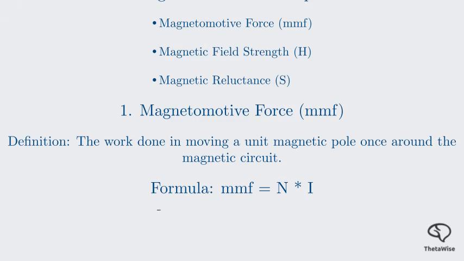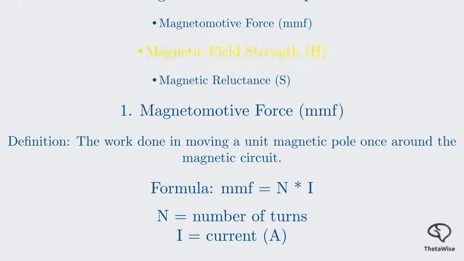Magnetomotive force equals N times I, where N is the number of turns in the coil and I is the current flowing through it. So, MMF is the product of the number of turns and the current, measured in ampere turns. Next is magnetic field strength.